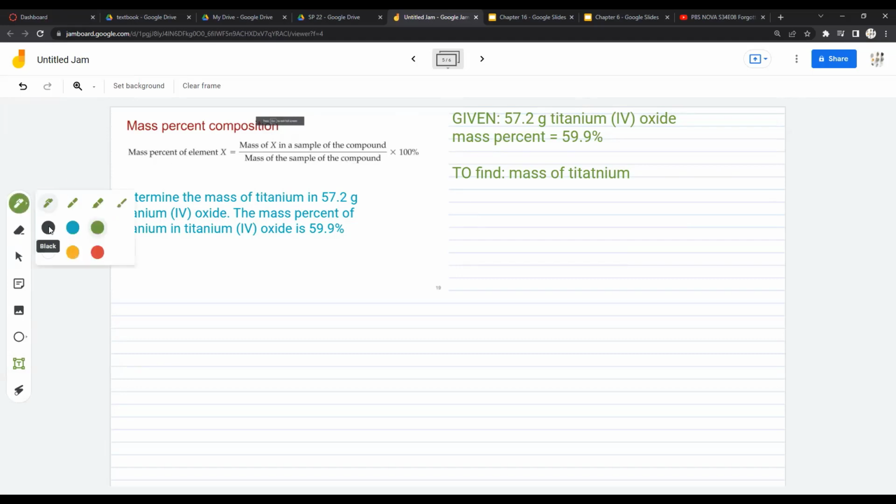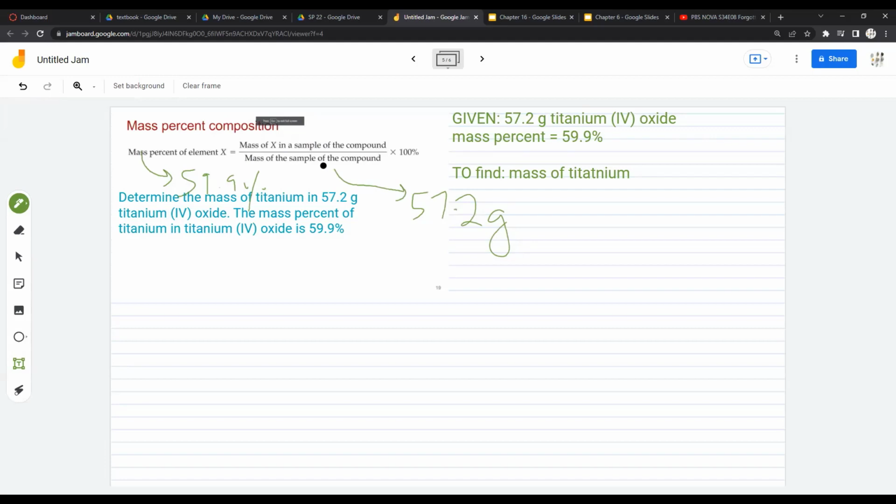So in this equation, if you were to put things in, this is given to us as 59.9%. This amount is given to us as 57.2 grams. You have to manipulate it to get your X, or the amount of titanium. Remember, 59.9 is a percent, which means it's divided by 100. So 59.9 divided by 100 is equal to X divided by 57.2.